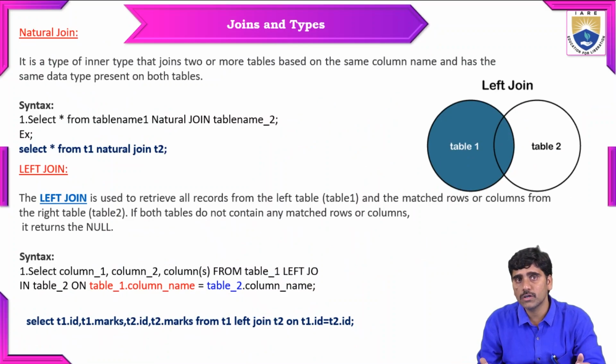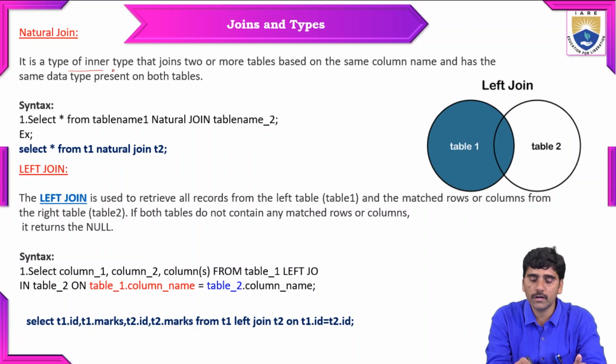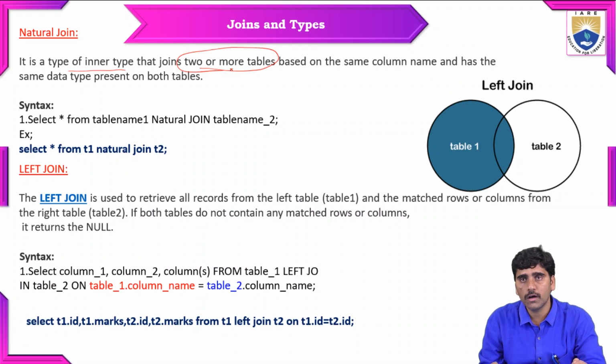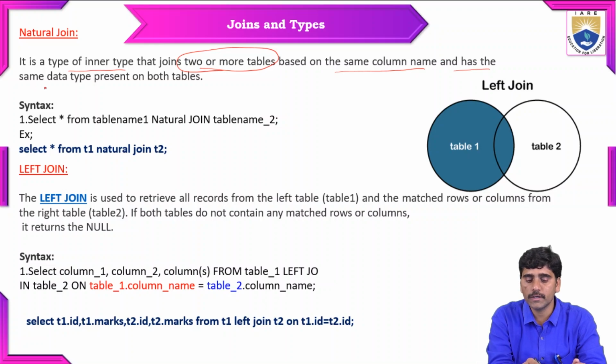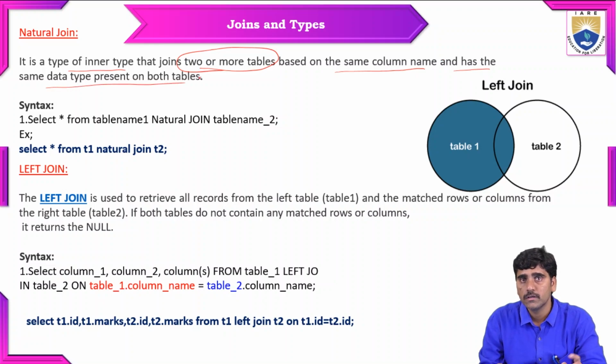And the second one, natural join. It is a type of inner join that joins two or more tables based on the same column name and the same data type present on both tables. Natural join is a type of inner join, same like simple join, and it retrieves the data based on the same column name and the same data type present on both tables.